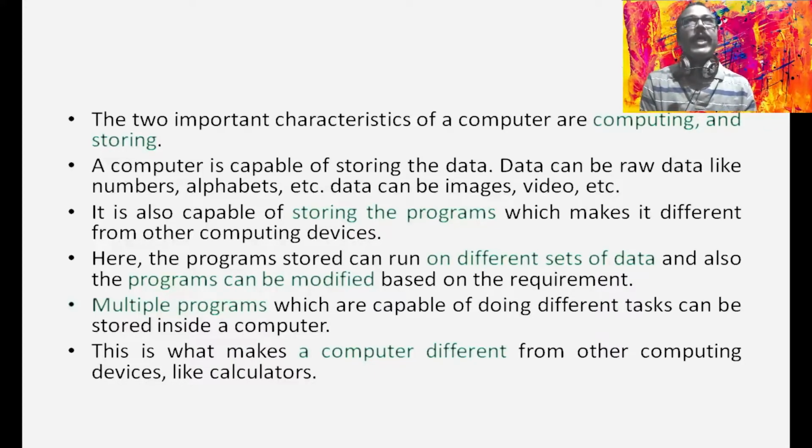Two important characteristics of a computer are computing and storing. Computing capability and storing capability. A computer should be able to store the content and then do the processing. Here, computing means you will be processing it.